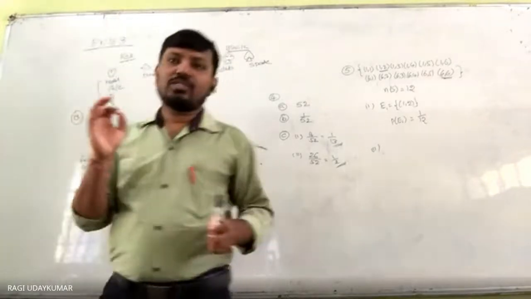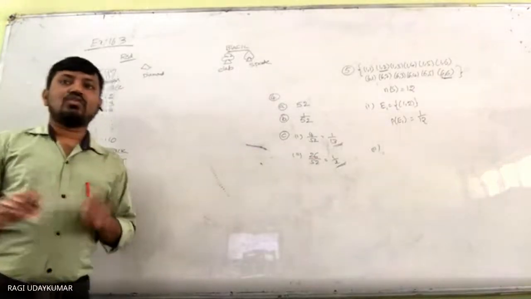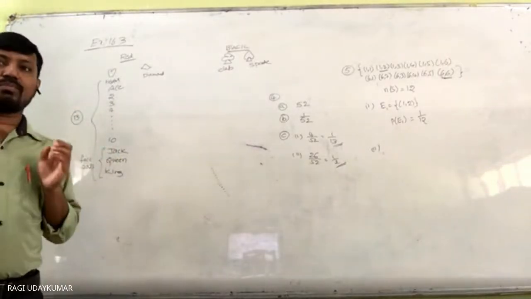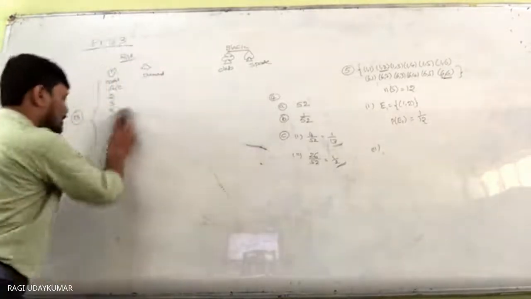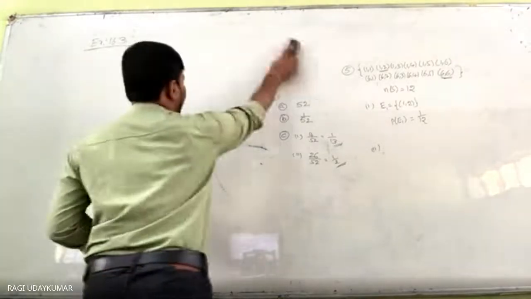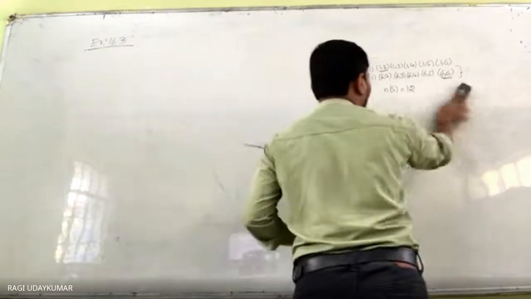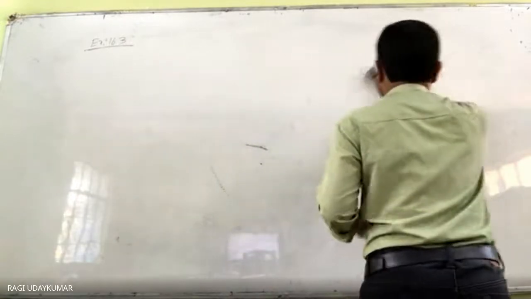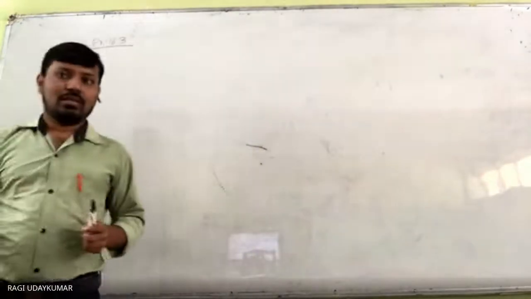A fair coin is tossed 4 times. So what are the chances of getting 4 heads? One chance is 4 heads, then 1 head and 3 tails, 2 heads and 2 tails, 3 heads and 1 tail. These are the possible outcomes.